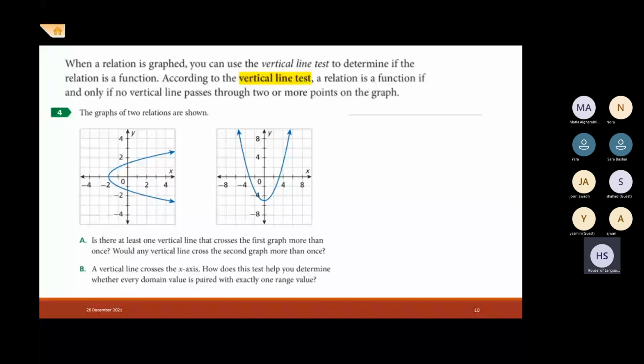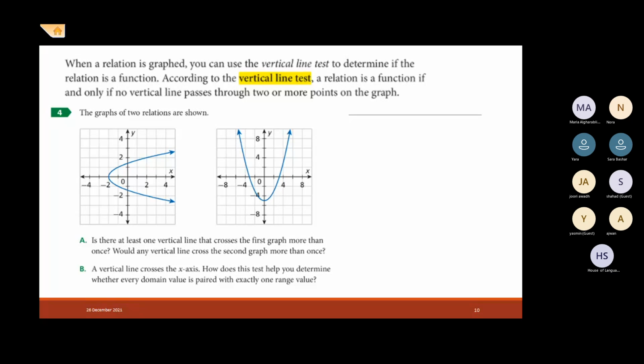What do I mean by the vertical line test? It's a vertical line, not horizontal. This is horizontal and this is vertical. They use a vertical line and put it on the graph. The vertical line test says a relation is a function if and only if no vertical line passes through two or more points.